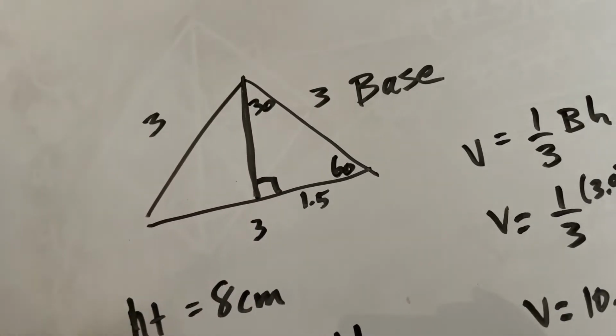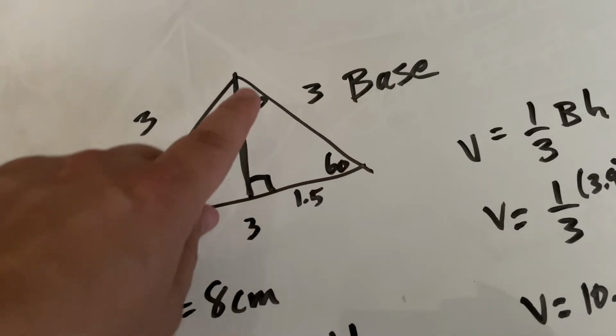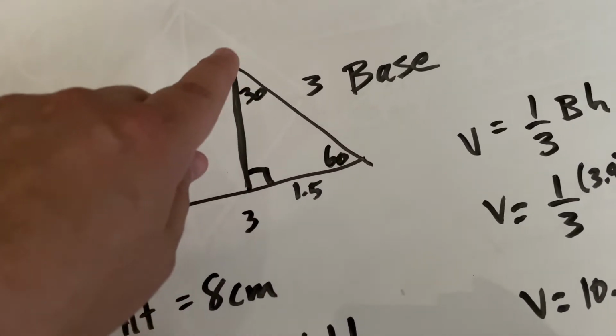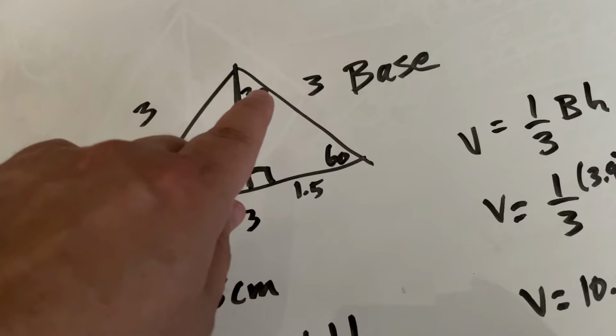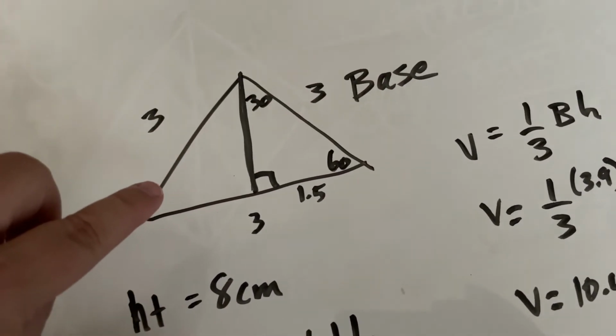If all the edges are 3, if all the sides are the same, that means all the angles are the same. So this is 60, this up here would be 60. Of course, I drew the line right down the middle, so that's 30, but that angle 60, this whole angle 60, and this whole angle 60.